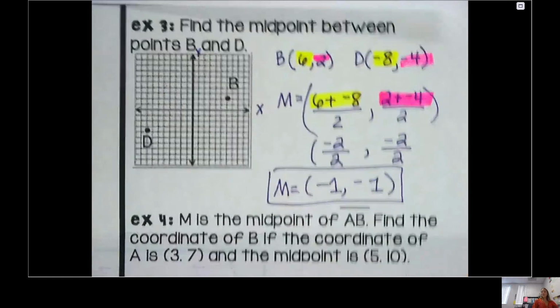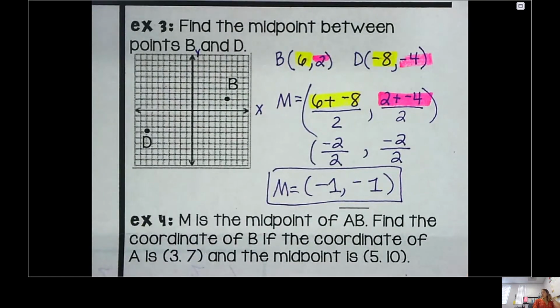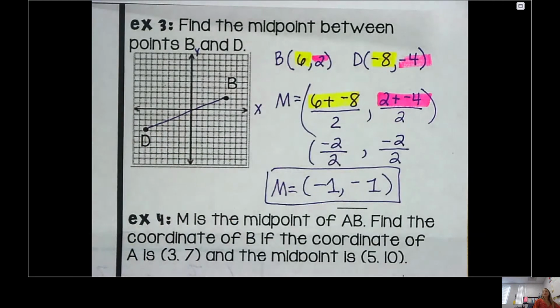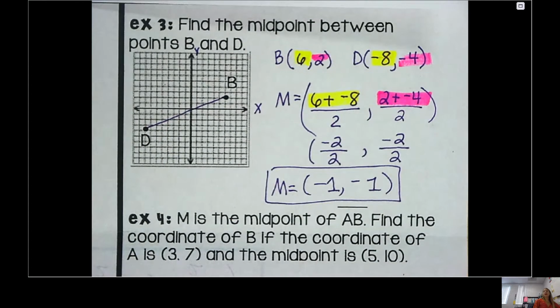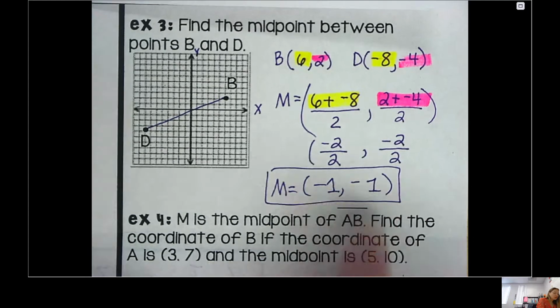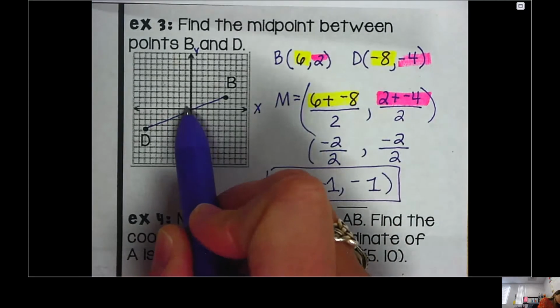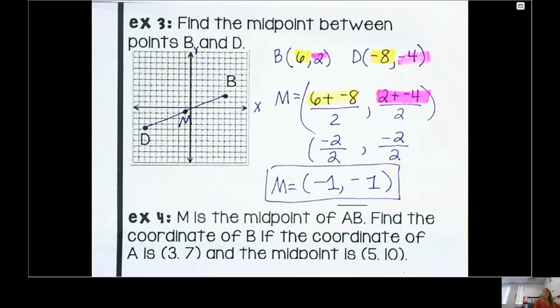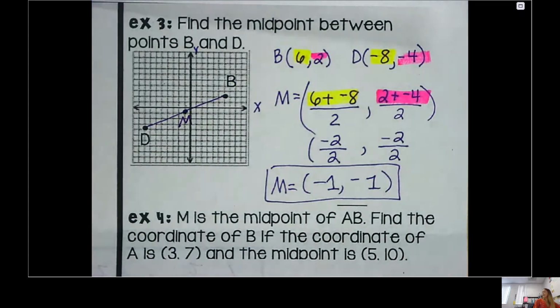Now, let's go to this graph and let's check our work. So, from points B to D, here's the line. The midpoint should be somewhere on that line. And it is at -1, -1. That means you go to the left 1 and down 1. Does that point look like it's right in the middle? Yeah. Heck yeah, it does. So you're good. You're done.